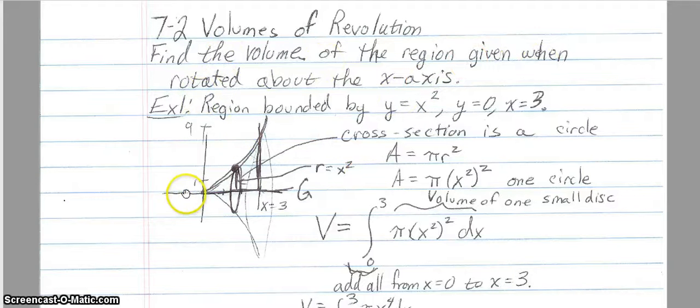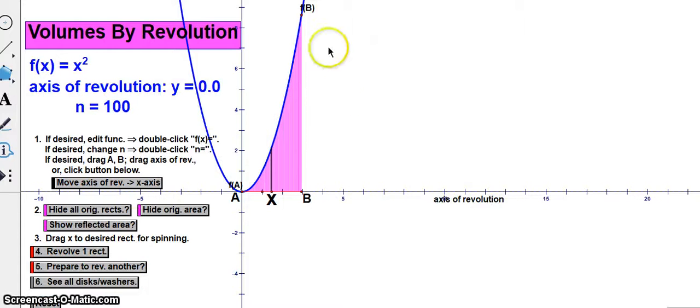The first region is y equals x squared, y equals 0, x equals 3. So we get this region right here. We're going to rotate about the x-axis. That's that little curly Q there. So it's going to go around and around and around, sort of looking like this. If we rotate this same region around, this is what that area would look like. I know you can't see the bottom, but it looks like that down here.